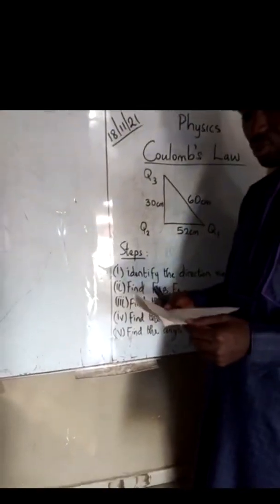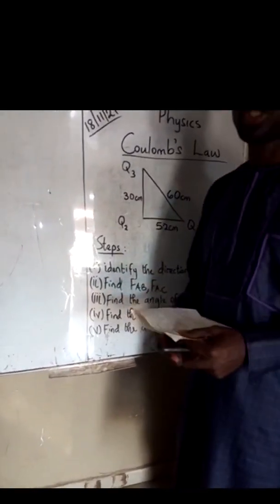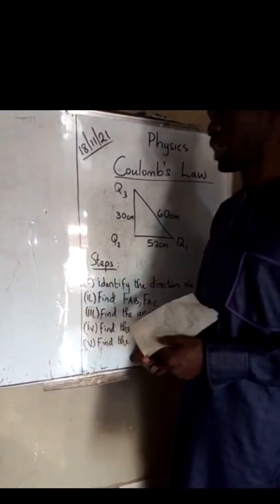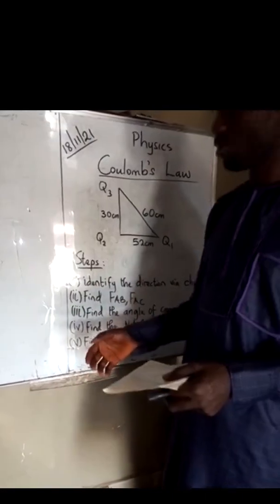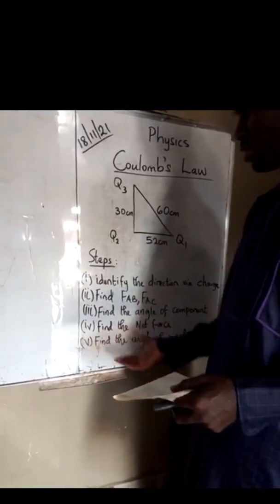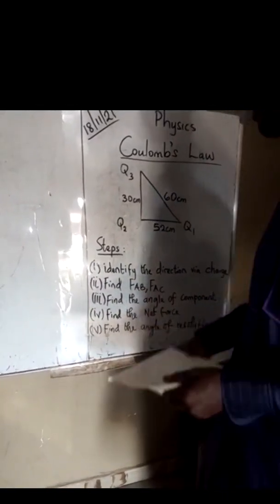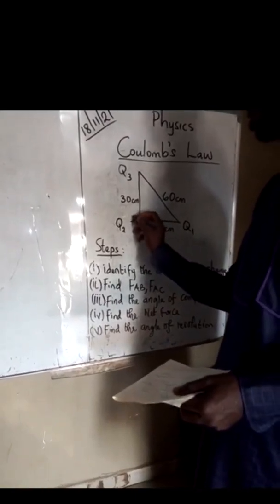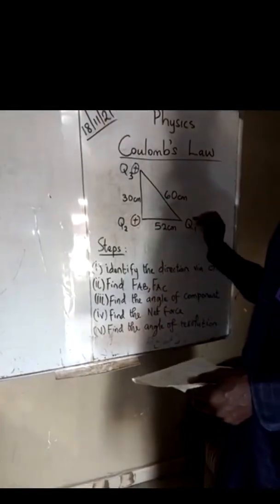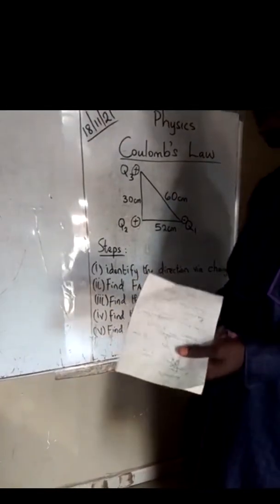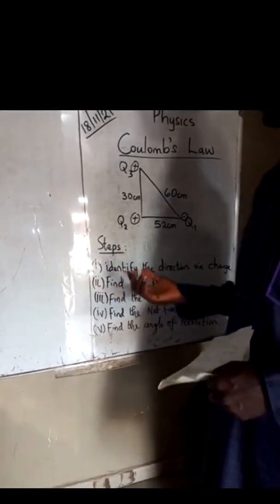Today in this video I'm going to solve a problem being sent to me, a problem on Coulomb's law. So we have three charges given to us. In solving this kind of problem, there are steps that you need to follow, and I've itemized those steps. The first one is to identify the direction of the charge. Q2 from the question given is plus, Q3 is also plus, while Q1 is negative, that's minus. So we have identified the charge of the charges.